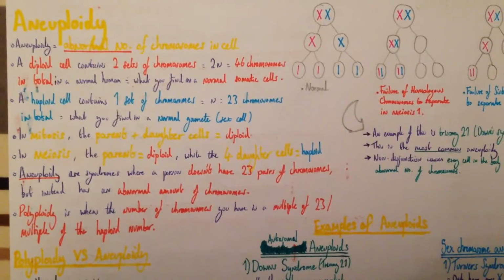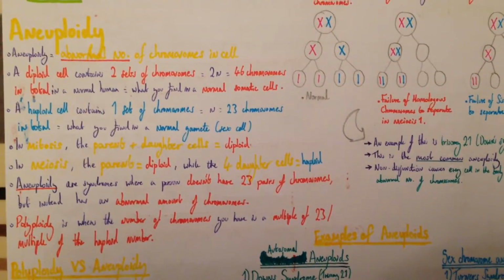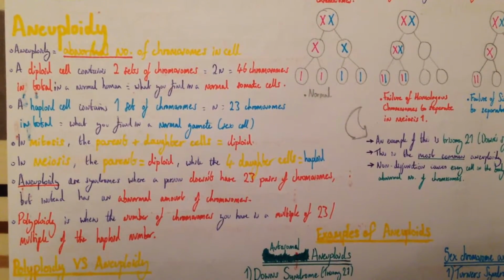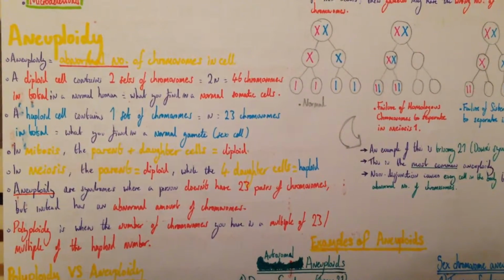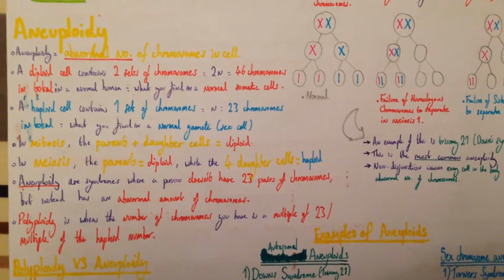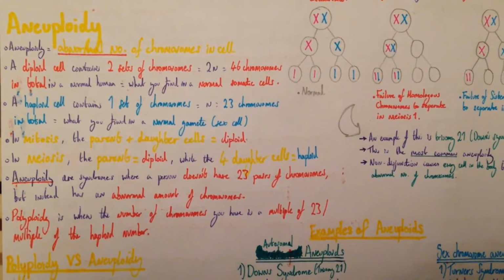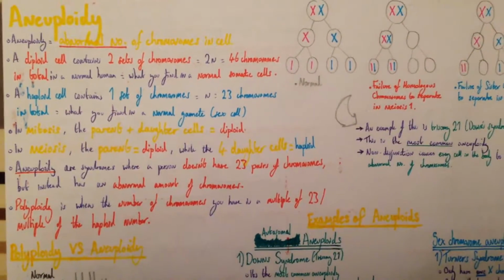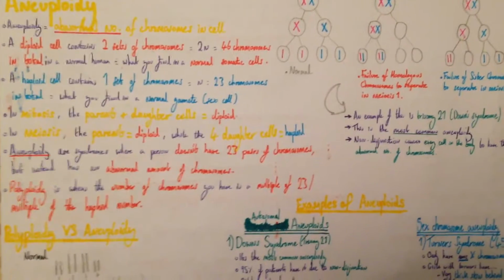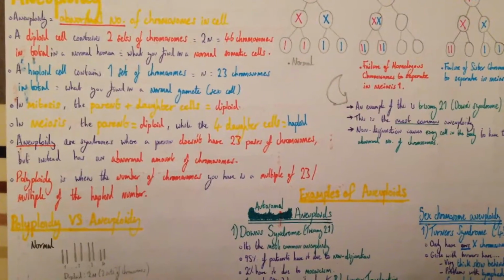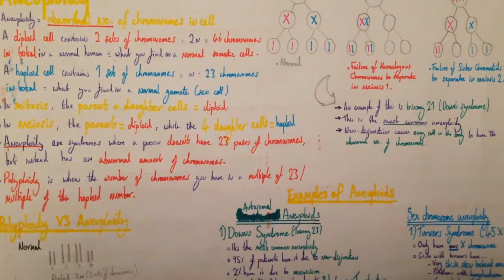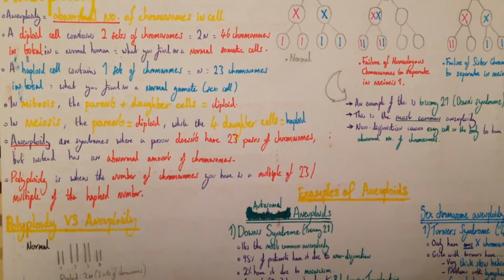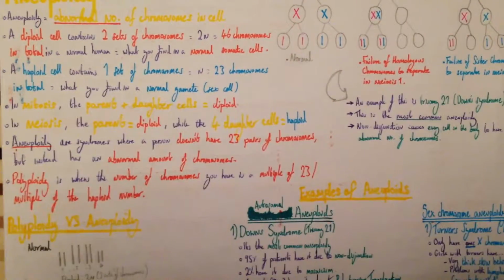Aneuploidy is an abnormal number of chromosomes in a cell. A diploid cell contains two sets of chromosomes, or 2n, which is 46 chromosomes in total in a normal human. It's what you find in a normal somatic cell, so any skin cell, you'll find 46 chromosomes or 23 pairs of chromosomes. Easy peasy. A haploid cell contains one set of chromosomes, or n. This is also 23 chromosomes in total, and what you'll find in a normal gamete, or any sex cell.